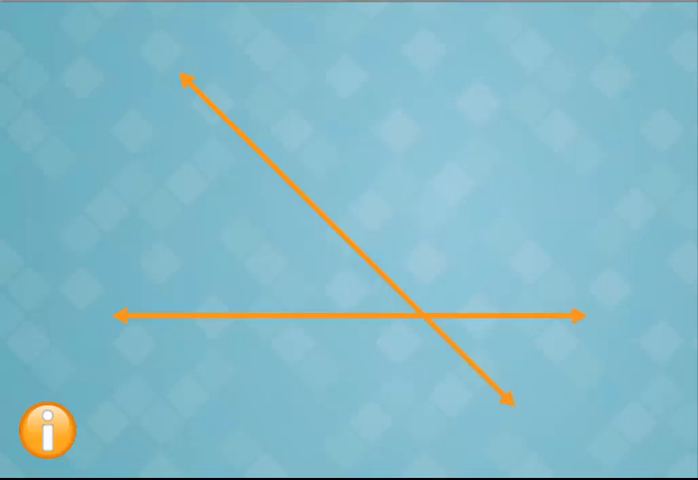These lines are not parallel because they intersect. They have a point in common where the lines cross. When lines intersect, they are not parallel.